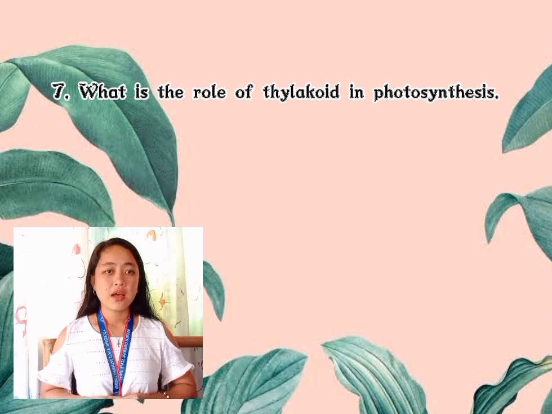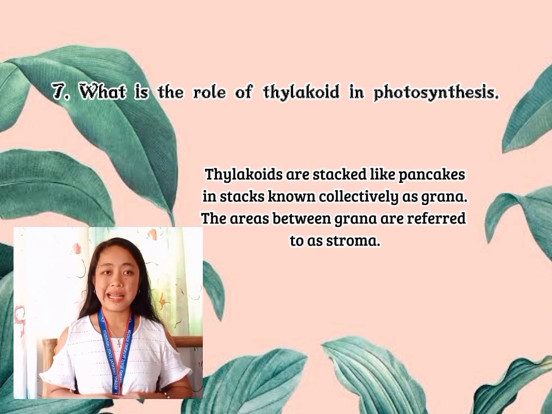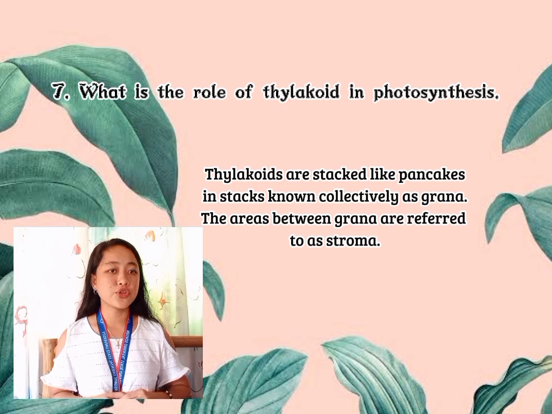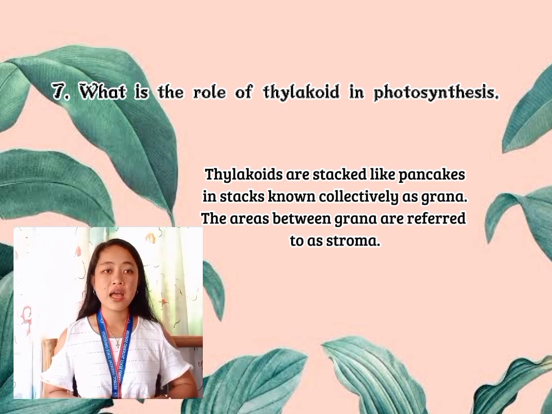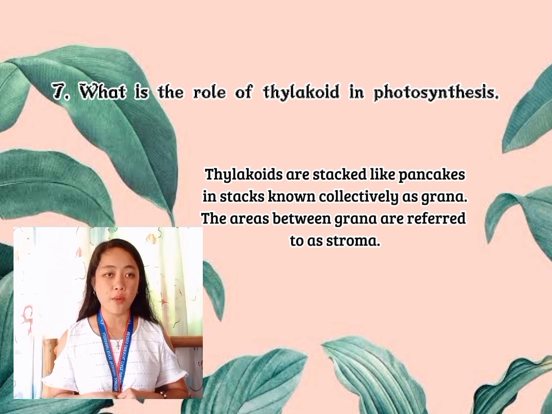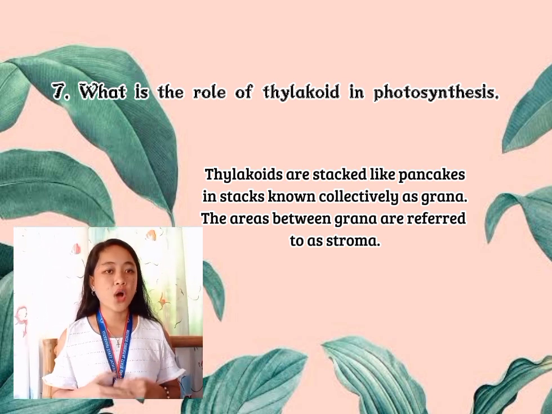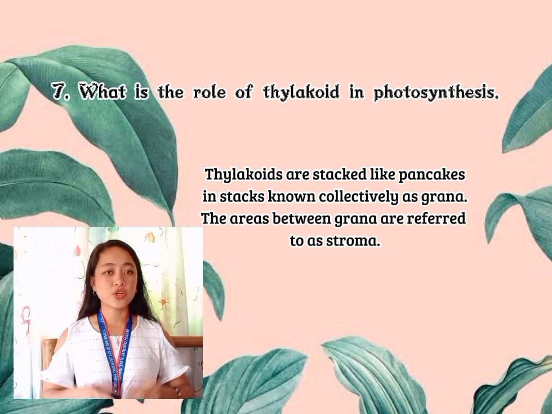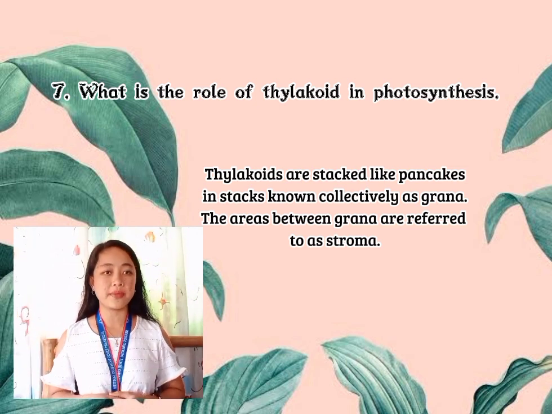surrounding membrane. Thylakoids are stacked like pancakes in stacks known collectively as grana. The areas between grana are referred to as stroma, while mitochondrion has 2 membrane systems. The chloroplast has 3 forming compartments.